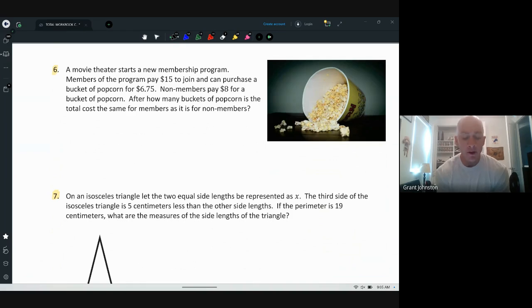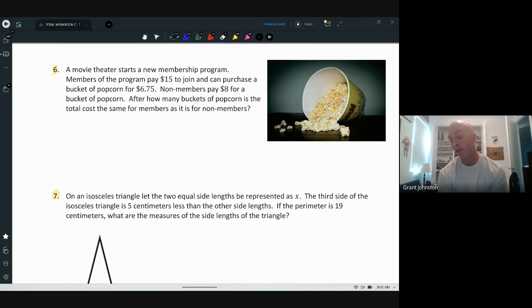Okay. A movie theater starts a new membership program. Members of the program pay $15 to join and can purchase a bucket of popcorn for $6.75. Non-members pay $8 for a bucket of popcorn. So non-members don't have to pay anything to join. It says after how many buckets of popcorn is the total cost the same for members as it is for non-members?